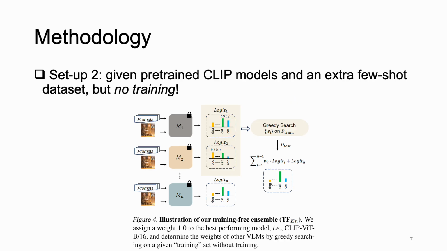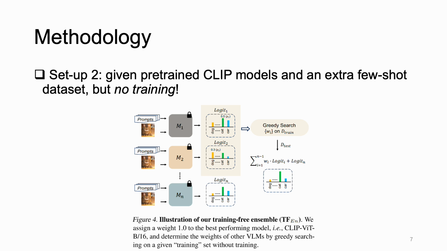And in the second setup, we have the pre-trained CLIP models and an extra few shot dataset, but we cannot train the model. So we can only leverage the inference. In such a scenario, we propose the training free ensemble. Especially, our method is based on greedy search. So as we have a few shot dataset, we can do inference on that dataset, and then with this inference we can search some weights for each model. So for example, if we have n models, we can assign n weights, one for each model.